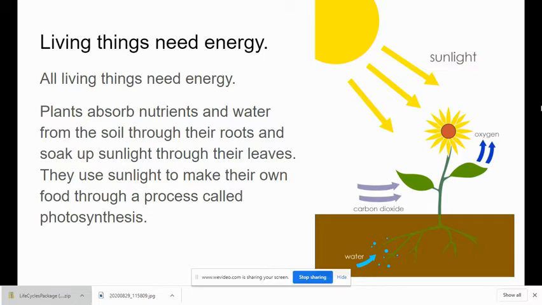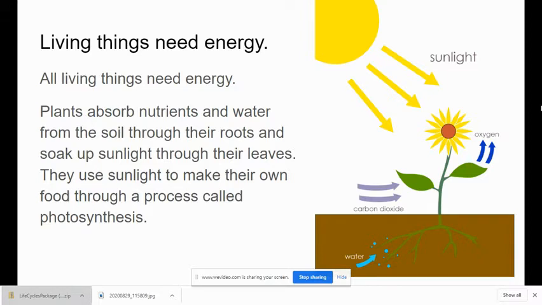So we talked about all the characteristics of living things, right? Living things need energy. All living things need energy. Plants get their energy by absorbing nutrients and water from the soil through their roots and soaking up sunlight through their leaves. They use sunlight to make their own food through a process called photosynthesis.